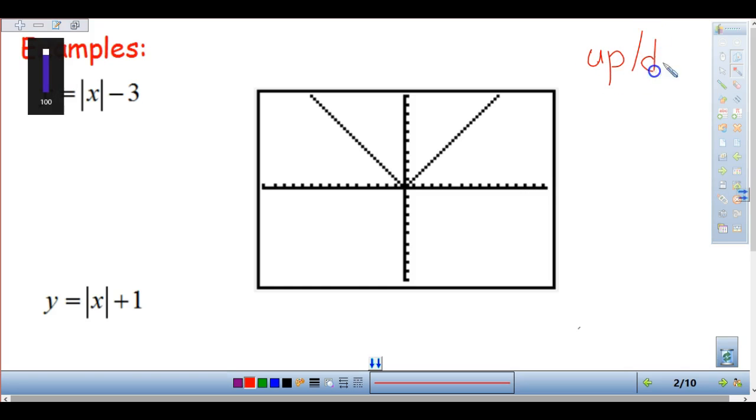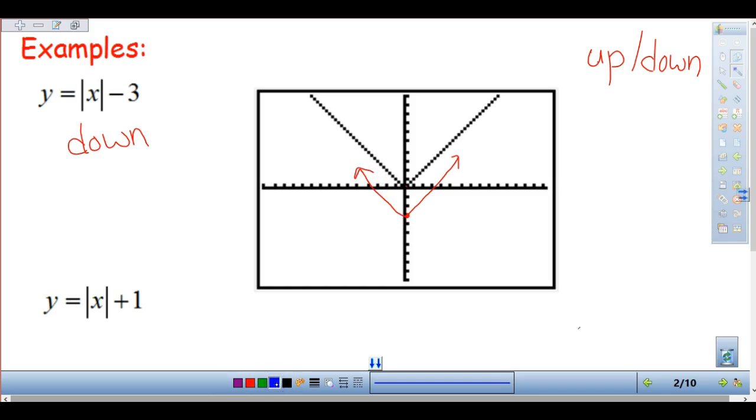So all of these will be up or down. You notice if it's negative, we are going to be going down. So then that V shape, you'd move down 3. So instead of starting at 0, 0, we're going to go down 1, 2, 3. And then you would draw your line of a slope 1 in each direction.